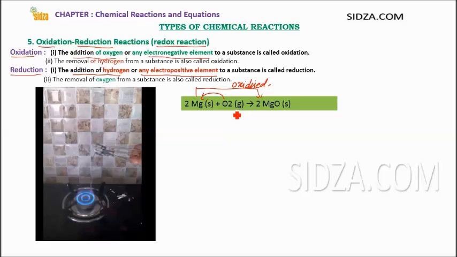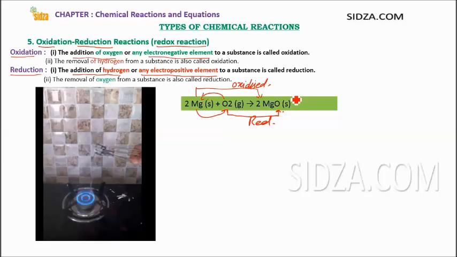But what about the oxygen? Oxygen is getting reduced. Why? Because magnesium adds to the oxygen, right? Magnesium is an electropositive element. So addition of magnesium to oxygen is reduction of the oxygen. So we can say oxygen is getting reduced and the magnesium is getting oxidized. Therefore this is a redox reaction. Addition of oxygen is oxidation, or addition of electronegative element is also oxidation.